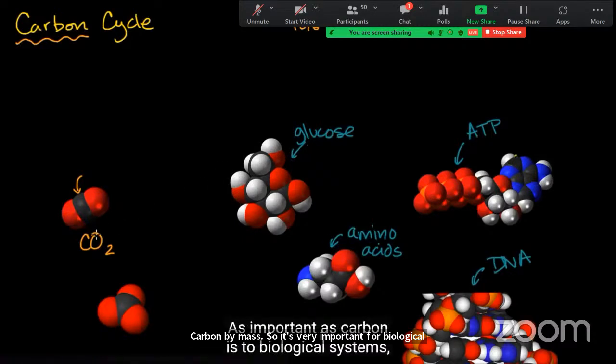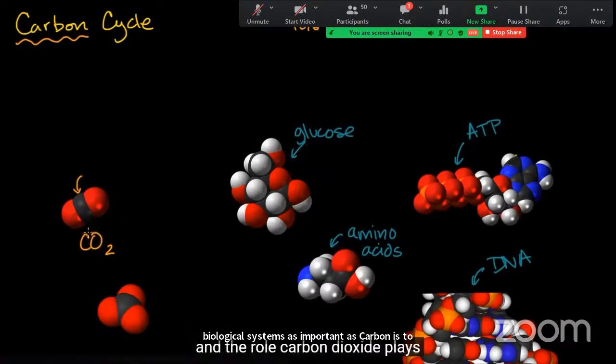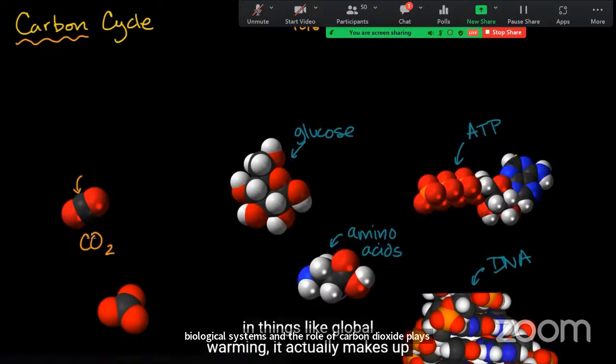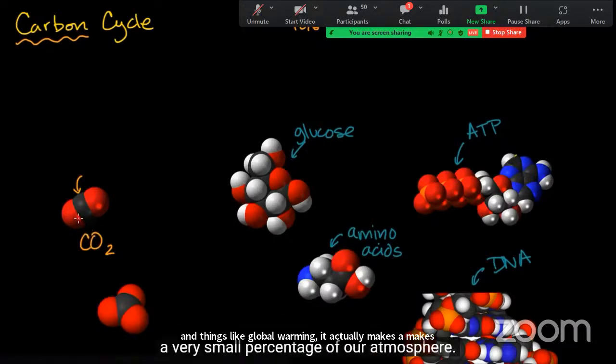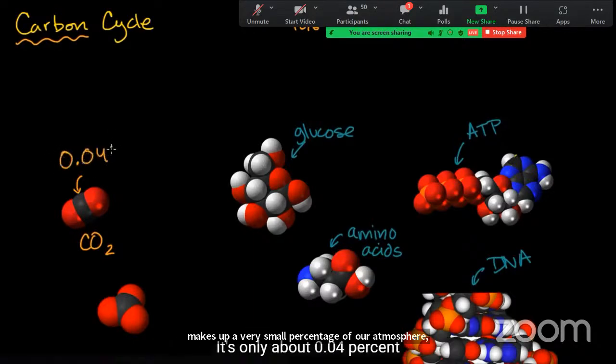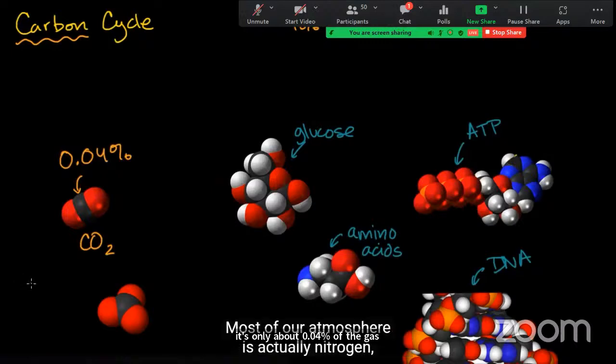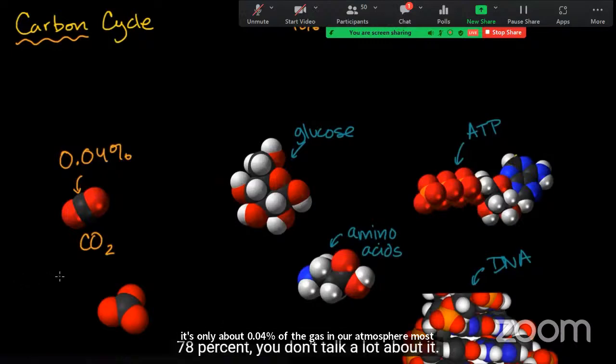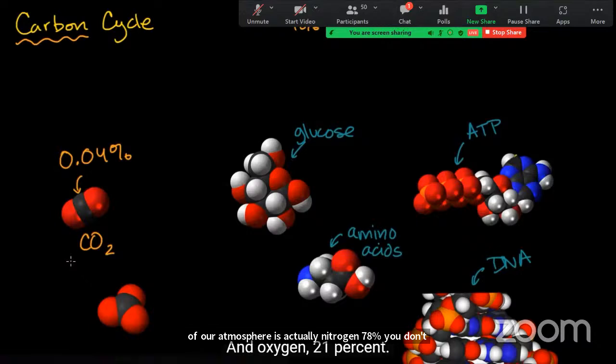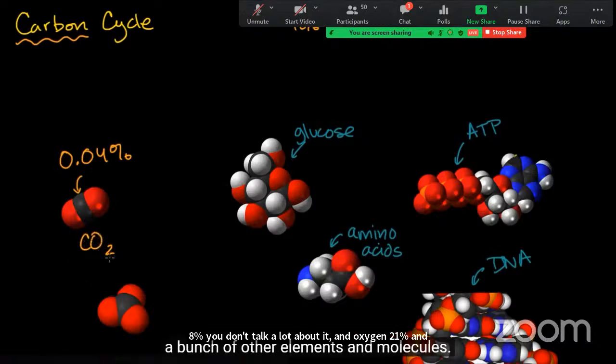As important as carbon is to biological systems and the role carbon dioxide plays in things like global warming, it actually makes up a very small percentage of our atmosphere. It's only about 0.04% of the gas in our atmosphere. Most of our atmosphere is actually nitrogen, 78%. You don't talk a lot about it. And oxygen, 21%. And then a bunch of other elements and molecules.